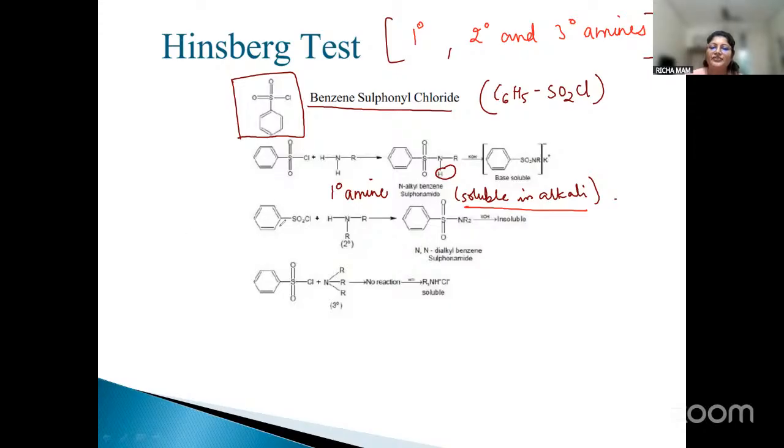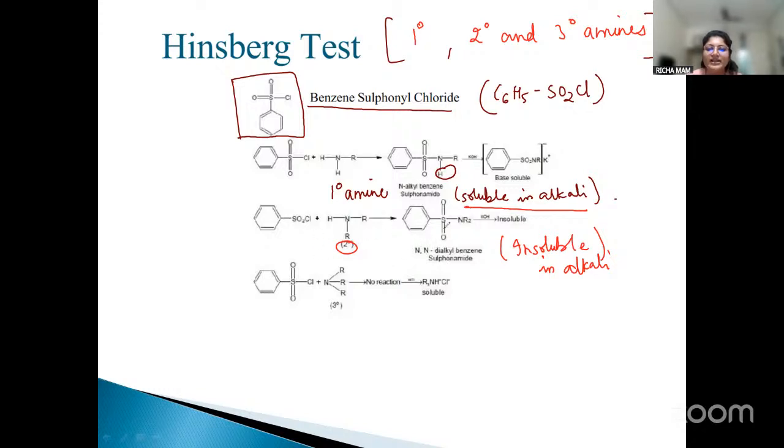Then, if we react the sulfonyl chloride with a secondary amine, it forms N,N-dialkyl benzene sulfonamide, and this is insoluble in alkali. When you react benzene sulfonyl chloride with a secondary amine, it is insoluble. What is the product? It is N,N-dialkyl benzene sulfonamide.